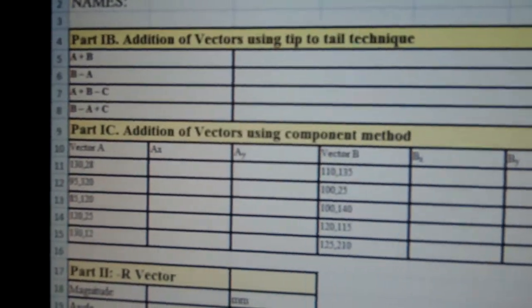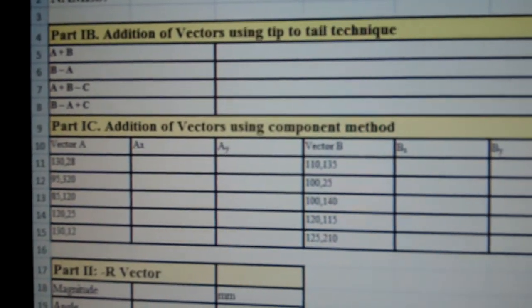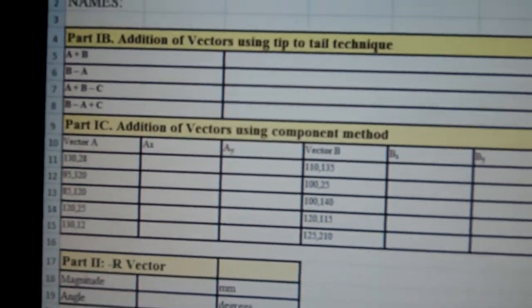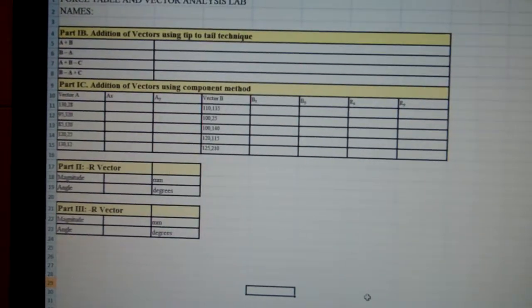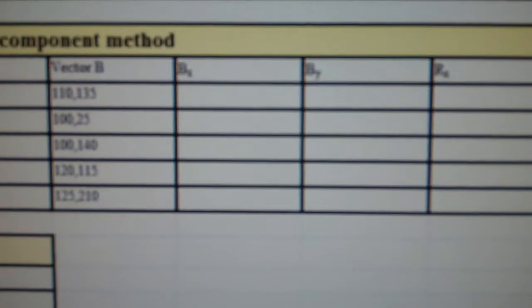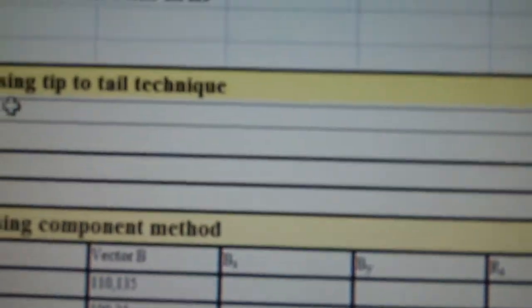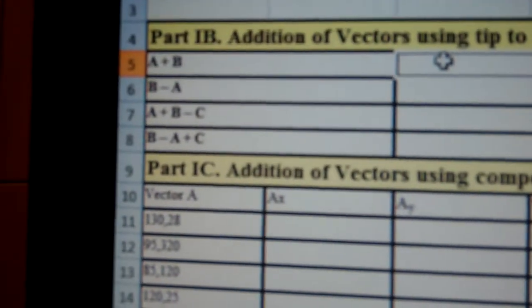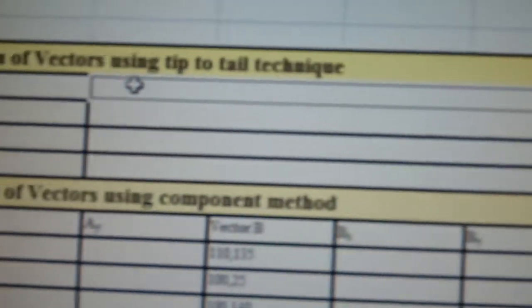Okay, this is the second part about Lab 2. Now, the first thing here is this is the exact same spreadsheet that you're going to be filling out and that you can download from the File Depot. So, the first part right here is where you put in the answers to the vectors a plus b, b minus a, and so forth.